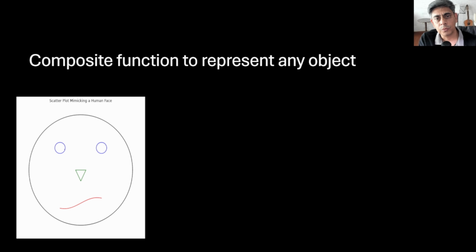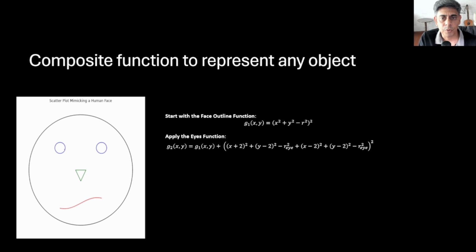When you come to neural network, something interesting happens. Basically, if we say that this is the scatter plot of a human face, right? What is going on here is compositions of various functions which are in play here. So the first is this function, which is the circular outer layer, and then that is G1. Then we are writing this function which are the eyes, which is G2, but the G2 is a composition of G1 plus itself.